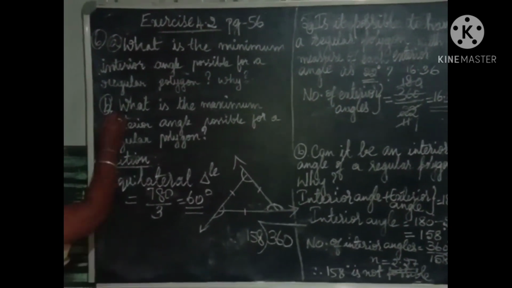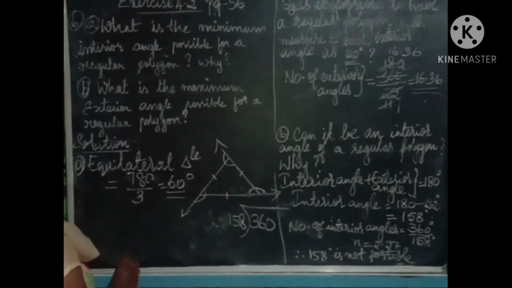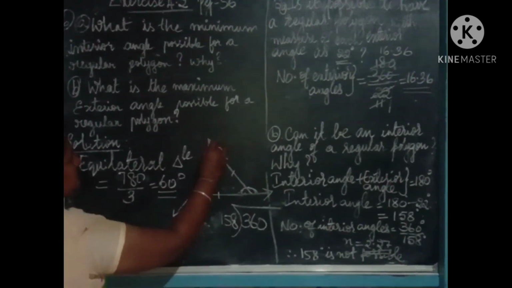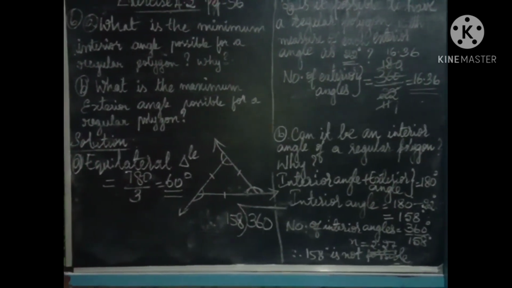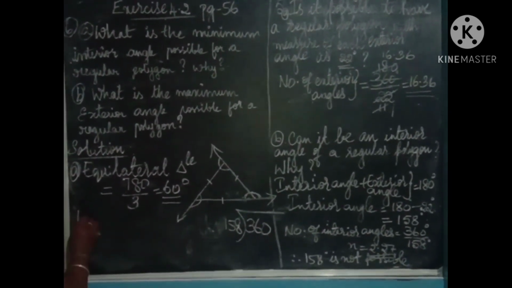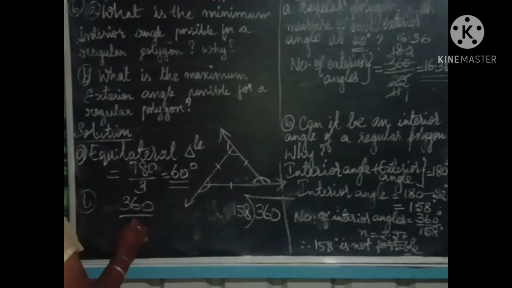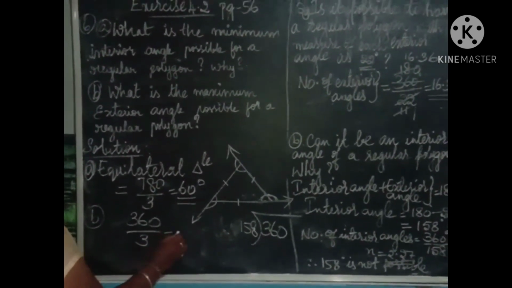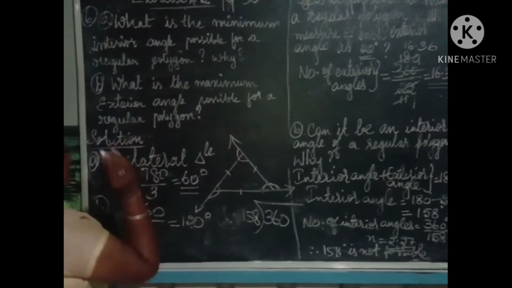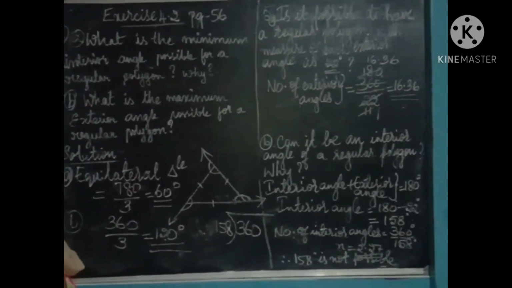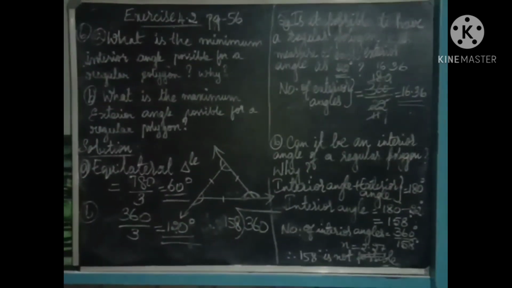Now let us see B. What is the maximum exterior angle possible? For example, in an equilateral triangle, the sum of the exterior angles is equal to how much, children? 360 degrees. 360 divided by how many sides? 3. Three twos are 6, so 120. So the maximum exterior angle possible is 120 degrees. The minimum interior angle possible is 60 degrees. This is the answer for the sixth one.